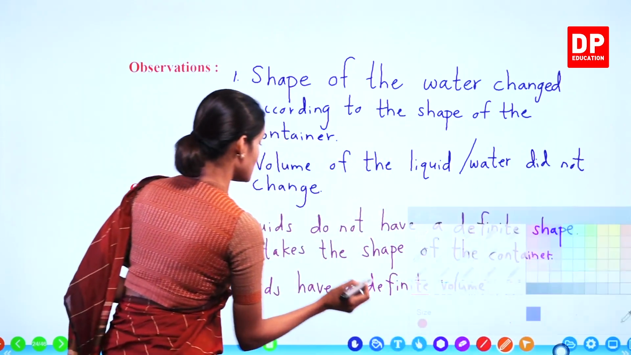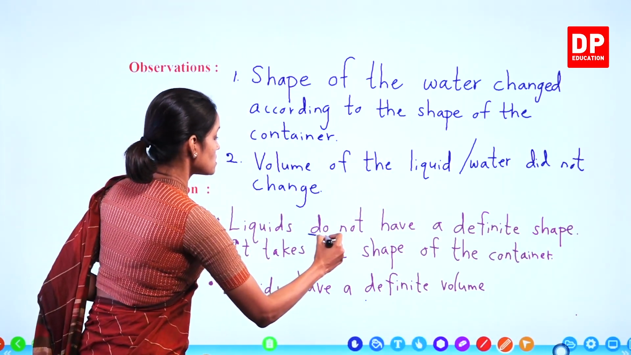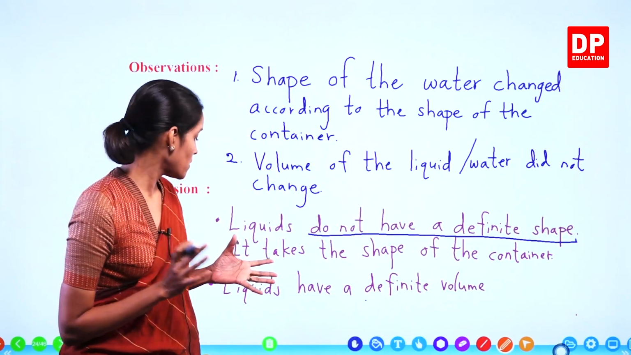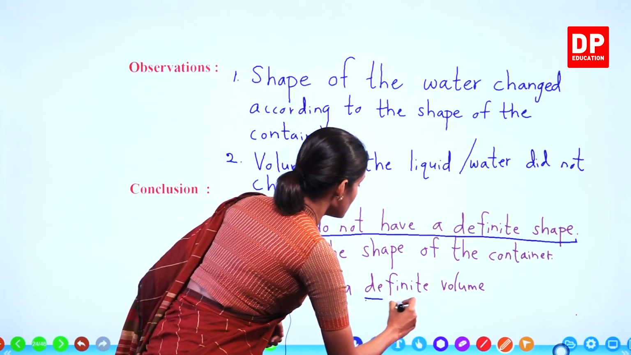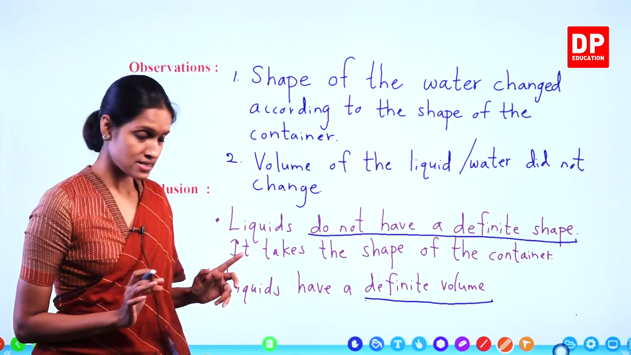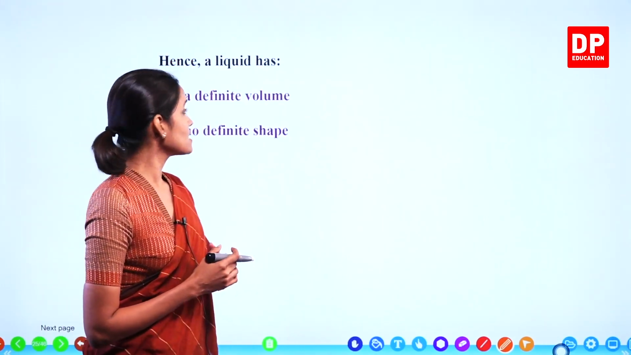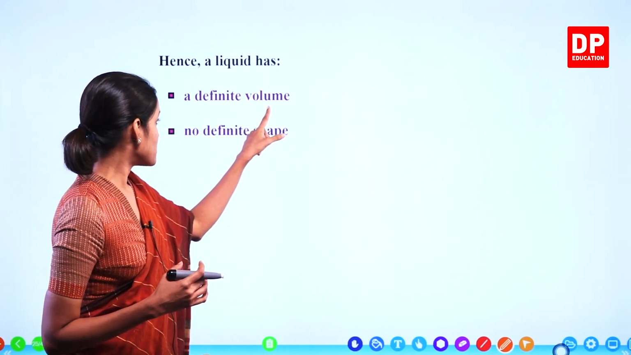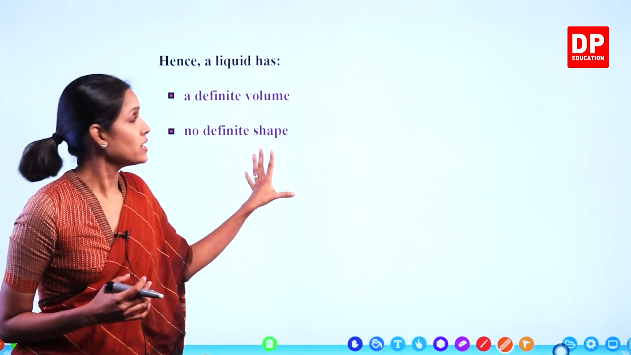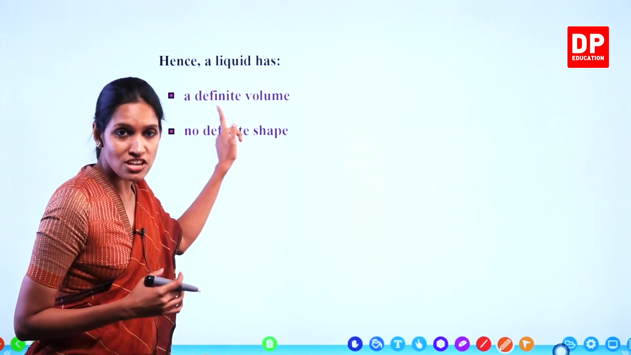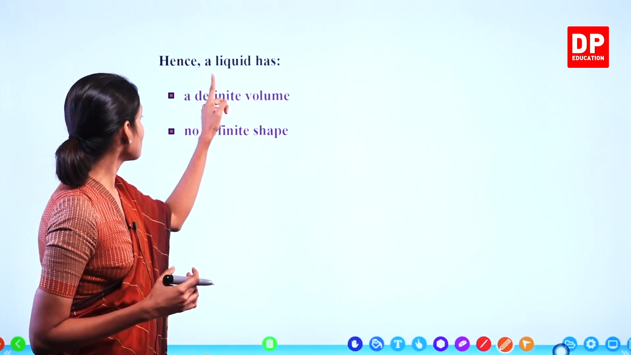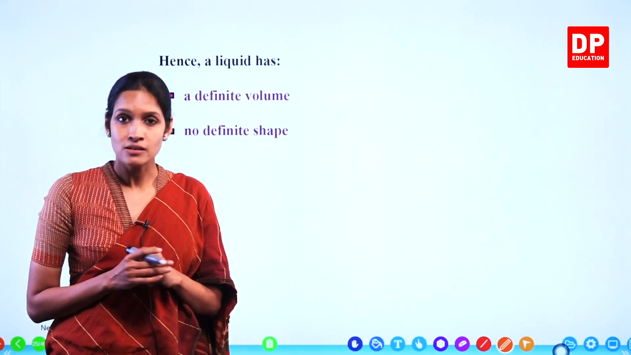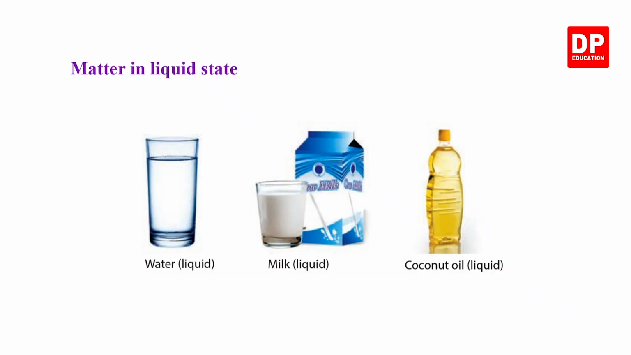Okay, so I'm going to take this. Liquids do not have a definite shape, no fixed shape. Liquids have a definite volume. Understand, children? So according to this, what are the characteristics of a liquid? A definite volume present, no definite shape. A liquid has a definite volume and a liquid has no definite shape. Do you understand this, children? I hope so. We'll see some other examples.